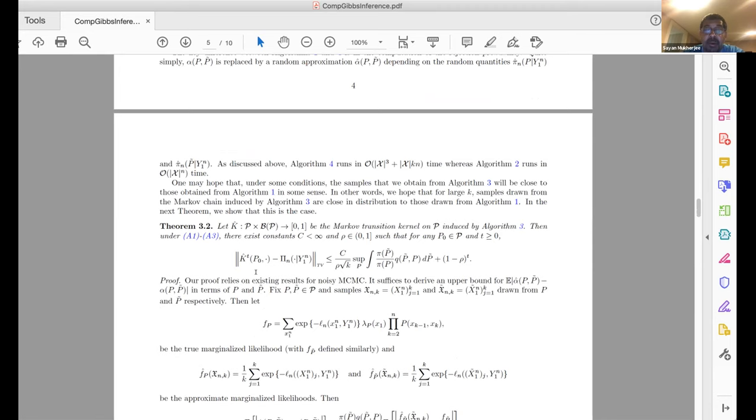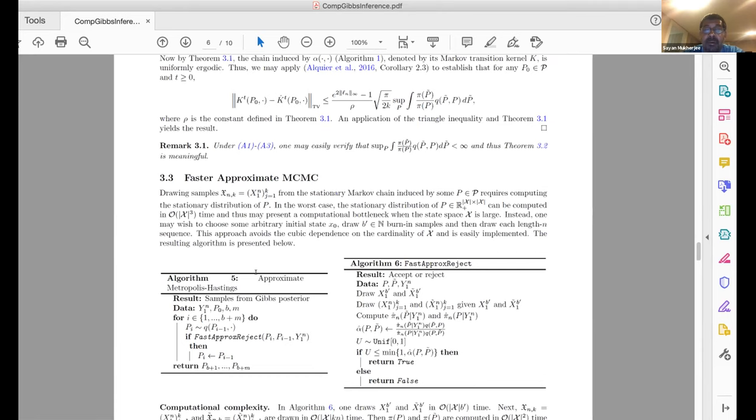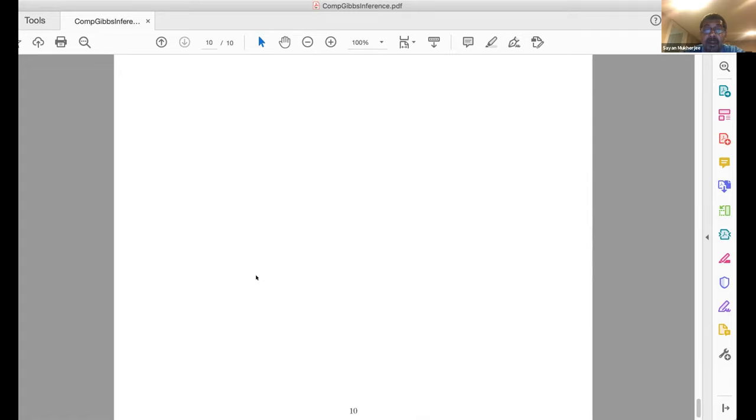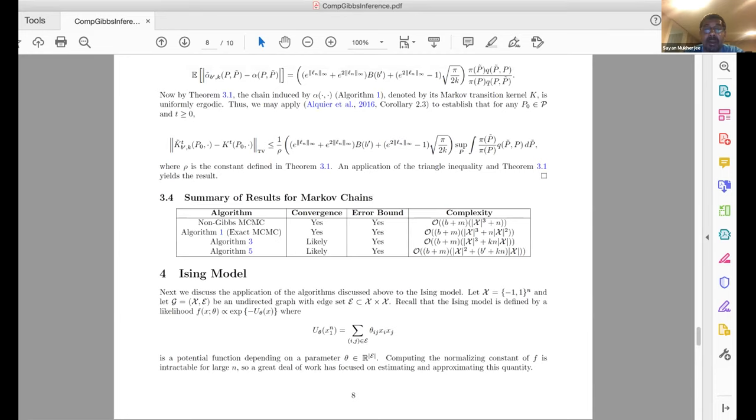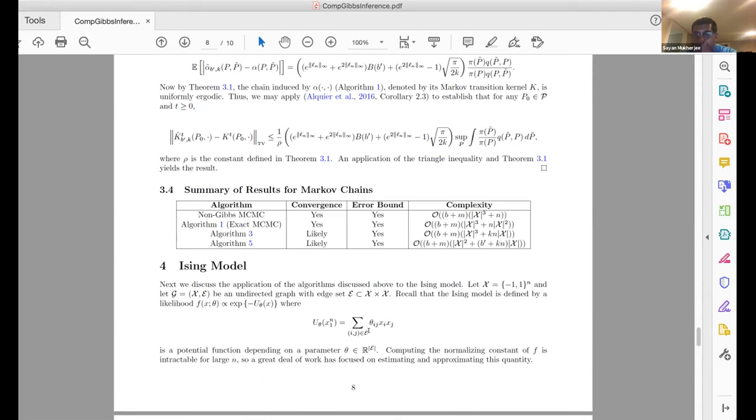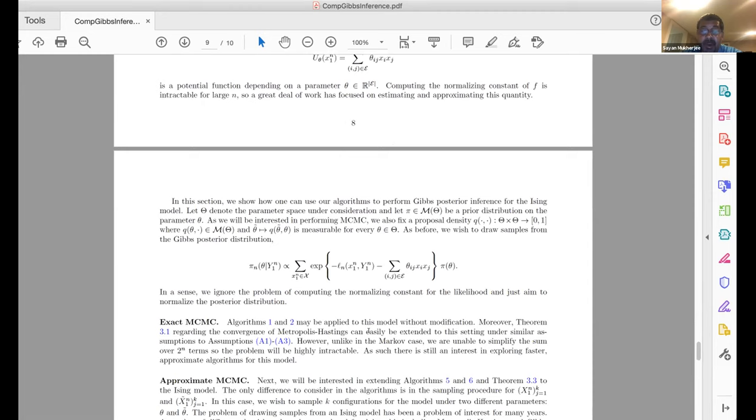Now, what we're trying to do, and let me just give you a result and then I'll stop. Can we show some convergence? These are our complexity measures for these different types of algorithms. But let me just tell you what our ultimate goal is. Our ultimate goal is to look at something like an Ising model, and show that we can use this Gibbs posterior to very quickly sample from this Ising model.